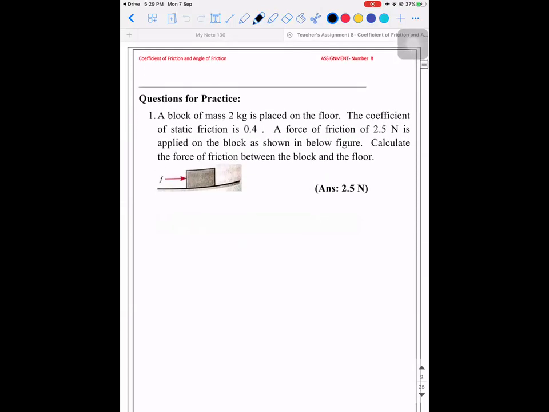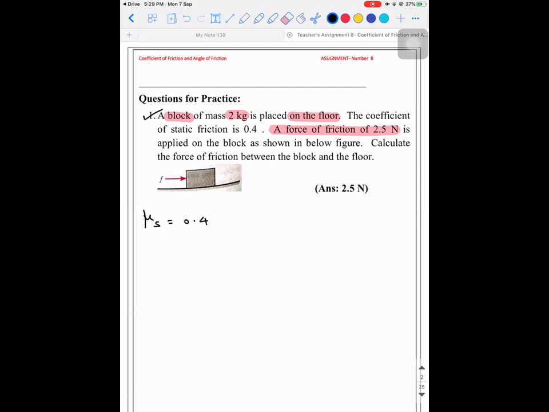Okay. Now see, there is a block. I hope you're able to read, right? So there is a block of mass 2 kg which is placed on the floor. The coefficient of static friction is given as 0.4. Next, a force of 2.5 Newton is applied on the block as shown in the figure. Calculate the force of friction between the block and the floor.